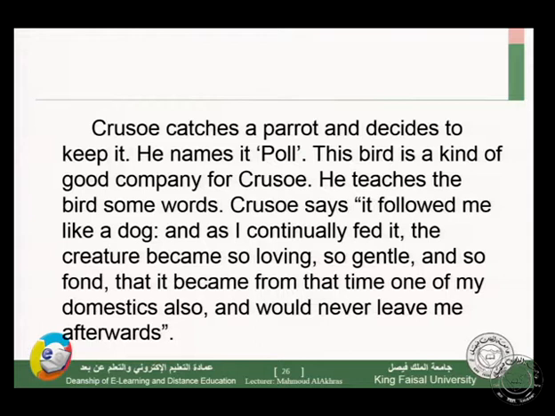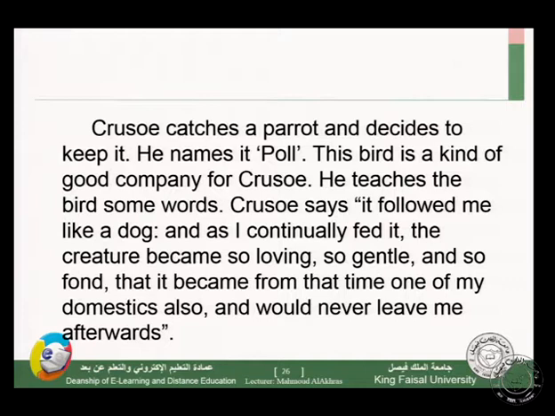Crusoe catches a parrot and decides to keep it. He names it Paul. This bird is a kind of good company for Crusoe. He teaches the bird some words. Crusoe says, "It followed me like a dog. And as I continually fed it, the creature became so loving, so gentle, and so fond that it became from that time one of my domestics also, and would never leave me afterwards."